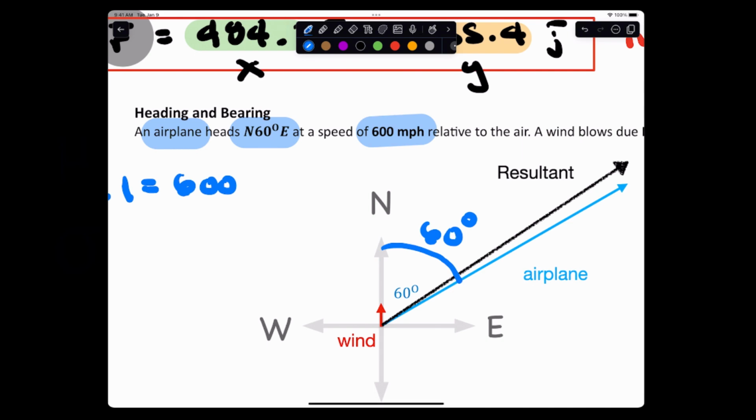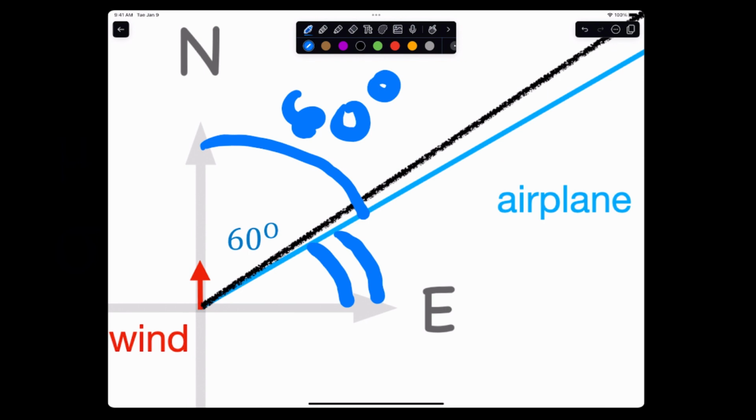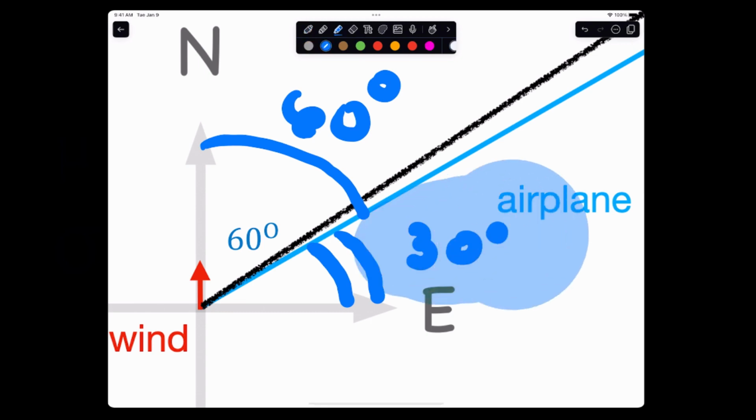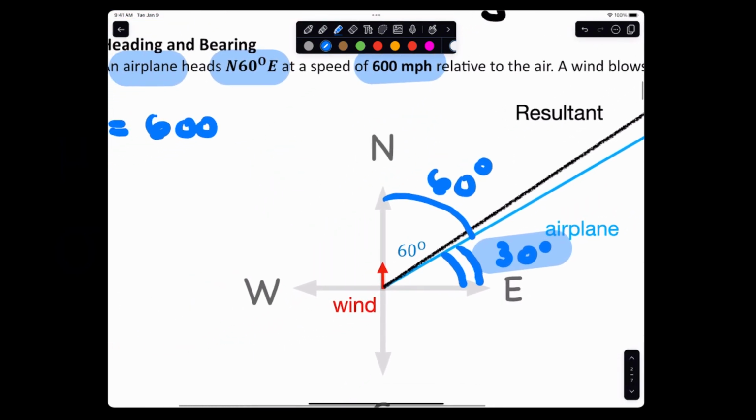However, we need the standard angle. What's the standard angle? Anybody remember? What's the key word again? Complementary. That means the standard angle is 30 degrees. Good. It's for the airplane. This is without wind. Okay.